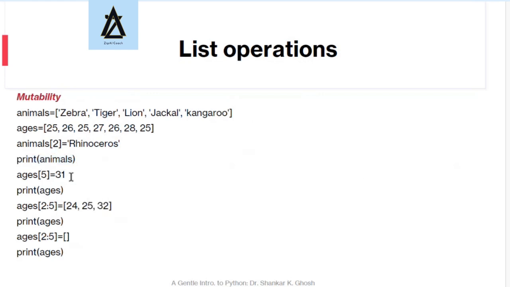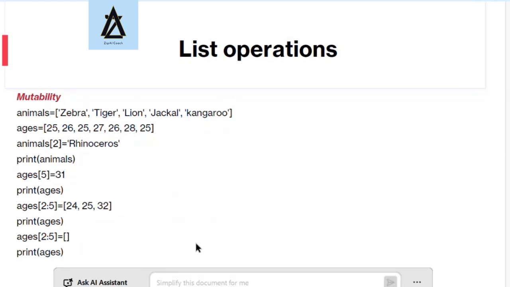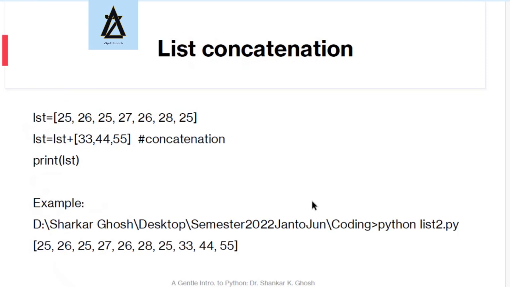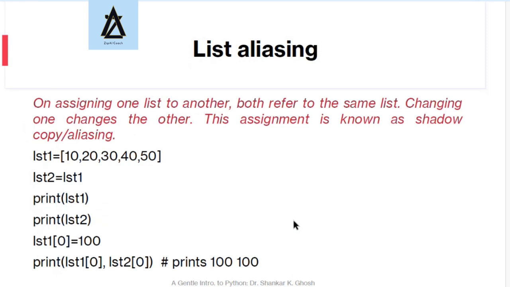If you write ages 5 equal to 31, then basically the fifth element. So that means 0, 1, 2, 3, 4, 5. The 28 will be replaced by 31, and so on. The rest of the operations are very similar to what we have already discussed. You can concatenate two lists also just using plus. Again, what I recommend is that you write those programs, then only you will understand how.